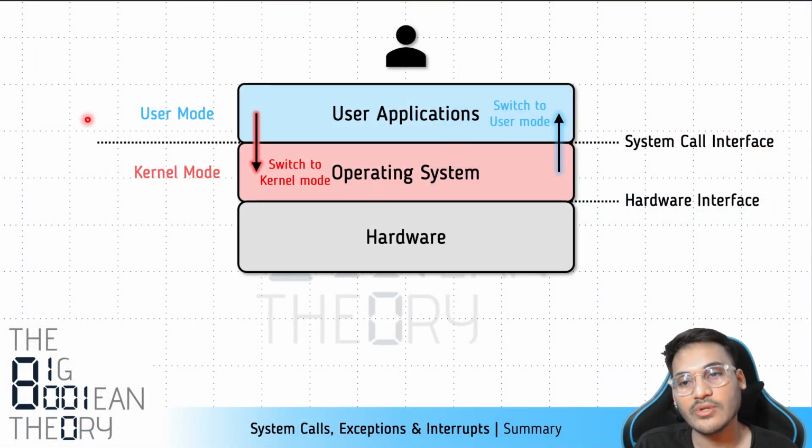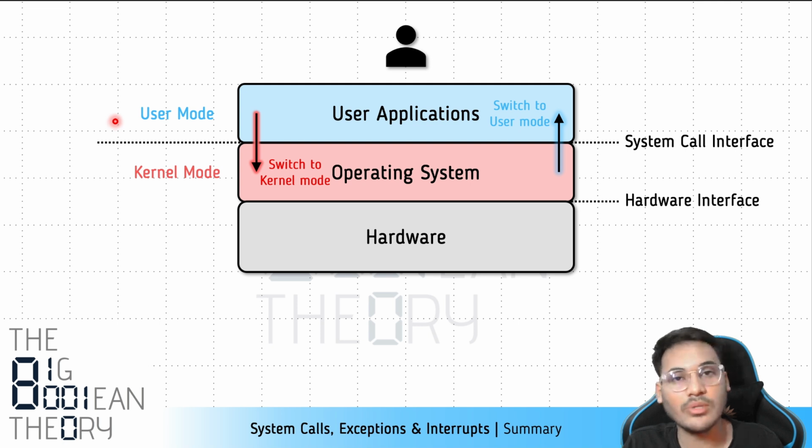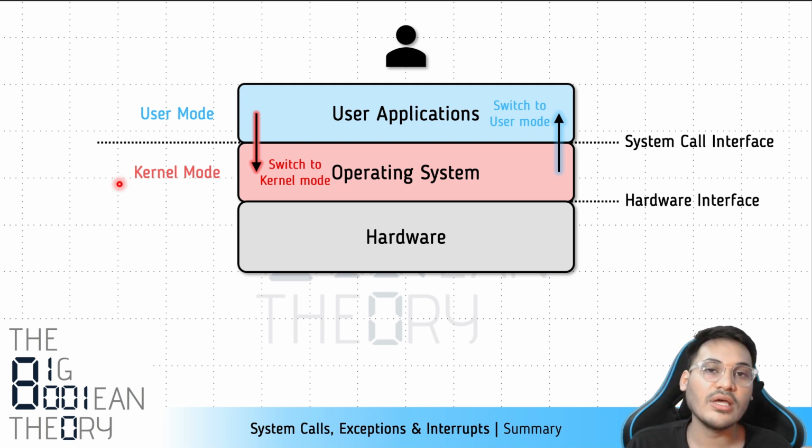There are two types of privilege modes in the computer system. One is the user mode, where the software executing in this mode has very limited capabilities. It cannot access all the memory locations, it cannot execute all the instructions. Whereas if you compare this with the kernel mode, in which the operating system executes, here the software has complete control over the system. It can do whatever it wants.